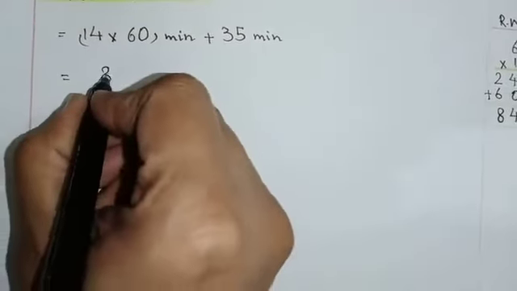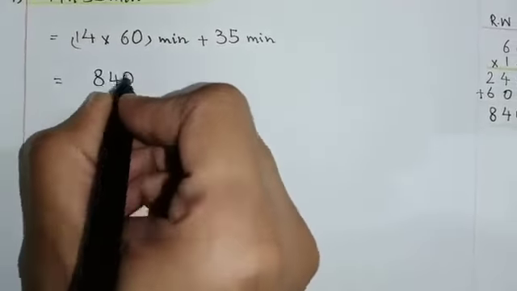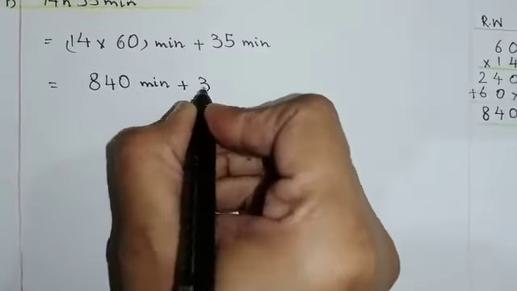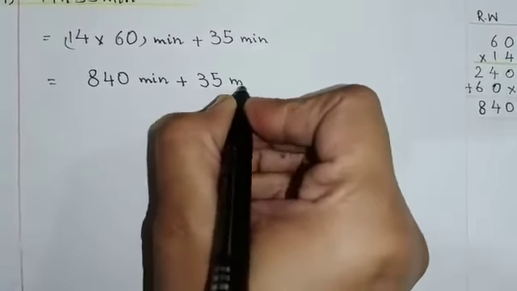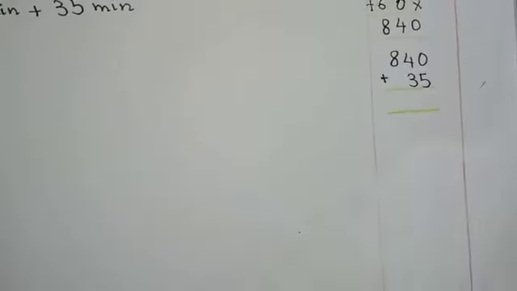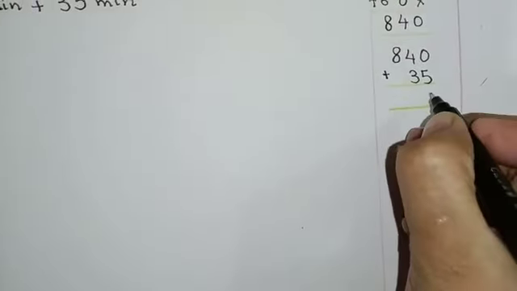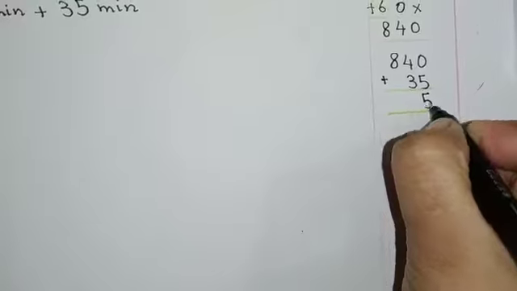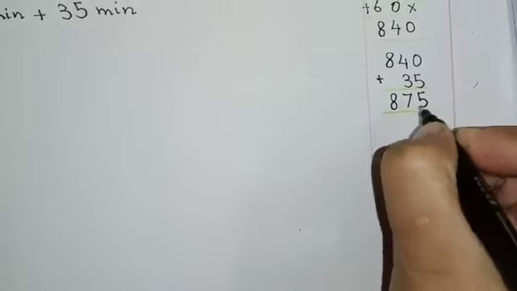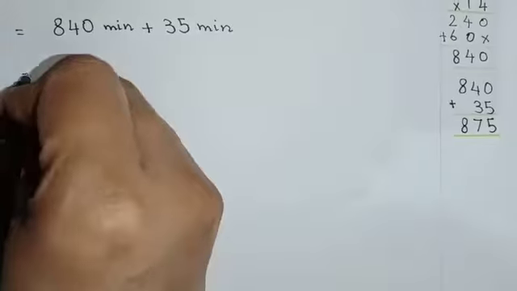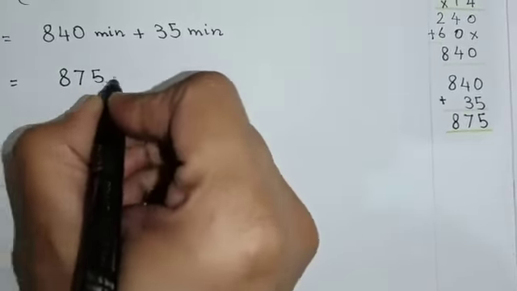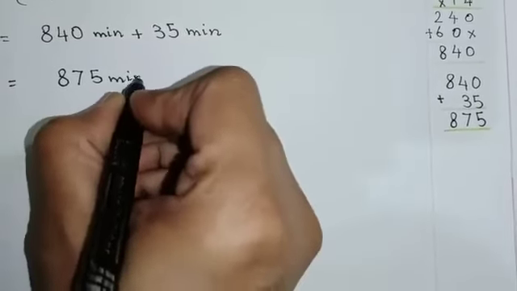We write here 840 minutes plus 35 minutes. Now we will add it. 0 plus 5 it's 5. 4 plus 3 it's 7. 8 as it is. So the answer is 875 minutes. Here we write 875 minutes.